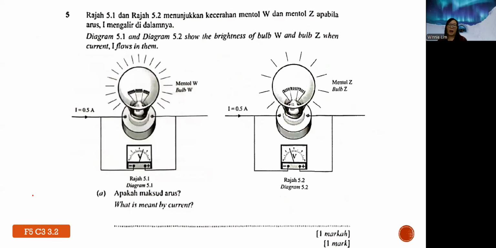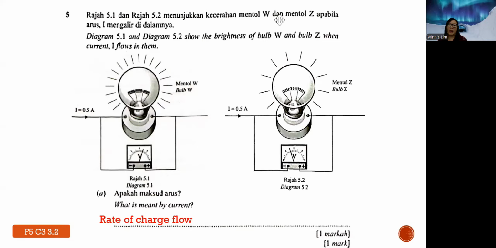Okay, next, questions 5 and 6 are actually comparison questions. Diagram 5.1 and 5.2 show the brightness of bulb W and bulb Z when current I flows in them. Firstly, what is meant by current? You can use a sentence to define current, or you can use a formula, but not all formulas can be used for definitions. So for this context, current is the rate of flow of charge.